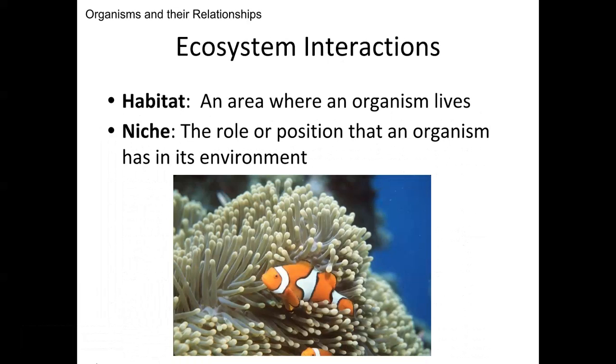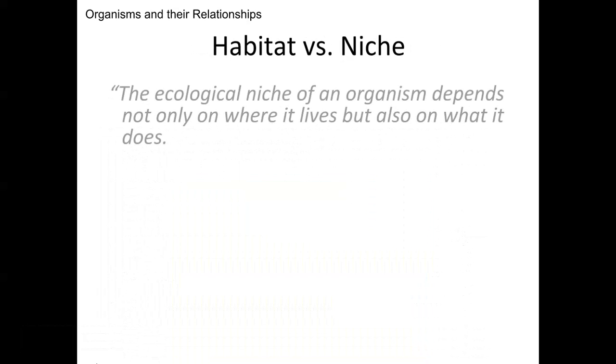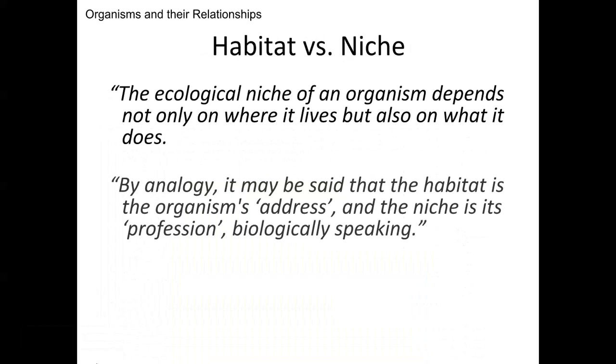So here you can see there's a habitat, the anemone, but there might actually be a relationship between the anemone and Nemo. And Nemo has a niche, and the anemone has a niche or a role in this habitat here. So we think of an ecological niche of an organism depending on where it lives, but also on what it does. So the analogy that has been put together with this is habitats are your address where you live, but your niche is your profession or your job that you do.